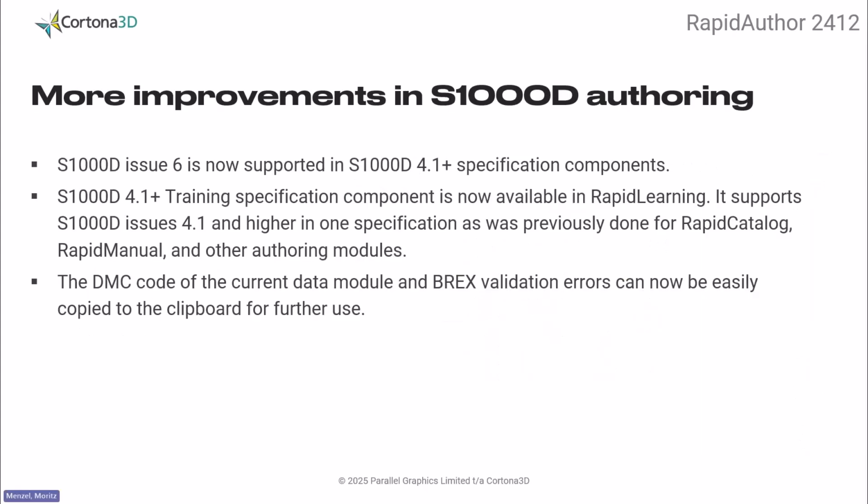And finally, here are a couple of additional improvements. First, S1000D issue 6 is now supported in S1000D 4.1 and higher specification components. The S1000D 4.1 and higher training specification component is now available in Rapid Learning. It supports S1000D issues 4.1 and higher in one specification, as was previously done for Rapid Catalog, Rapid Manual, and other authoring modules.